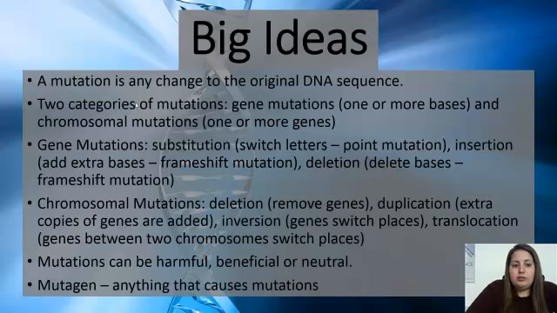In gene mutations, you can have substitution, where you switch the letters, insertion, where you add an extra base, or deletion, where you delete a base. In chromosomal mutations, we can have deletion, where we remove genes, duplication, where we add extra copies of a gene. We can invert genes, where they switch places, but they're on the same chromosome still. Or we can translocate, where the genes will switch places between two different chromosomes. Mutations can be harmful, beneficial, or neutral, and anything that causes a mutation is called a mutagen.